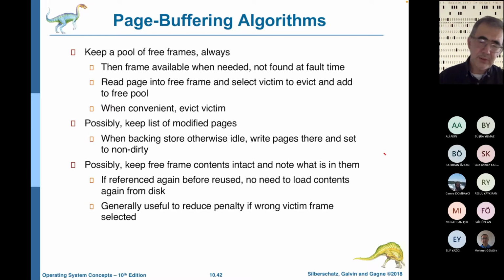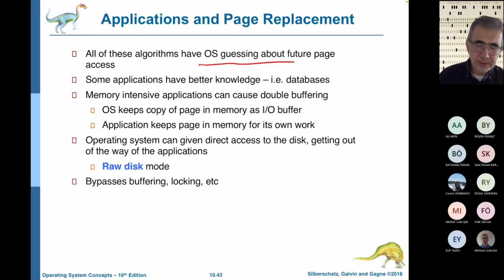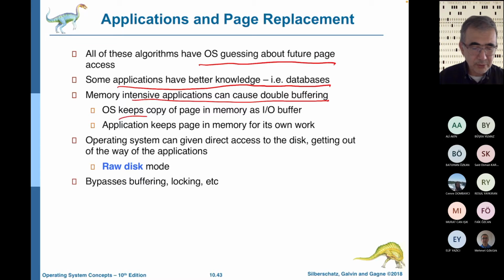Disks are used for this operation, and the operating system is actually making assumptions and estimations about future memory accesses. Some applications have better knowledge, such as databases. Memory-intensive applications can cause double buffering. The OS keeps a copy of the memory I/O. So when there is memory I/O, the issues are more complex because I/O takes time, and during the I/O you shouldn't take the page out.